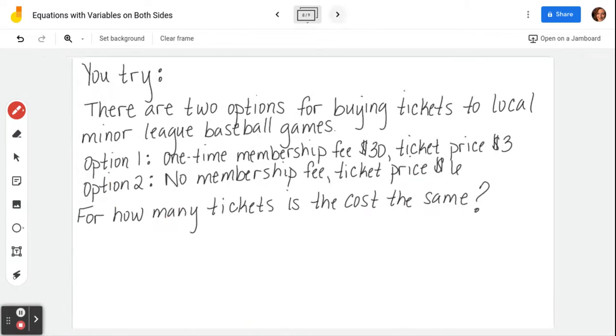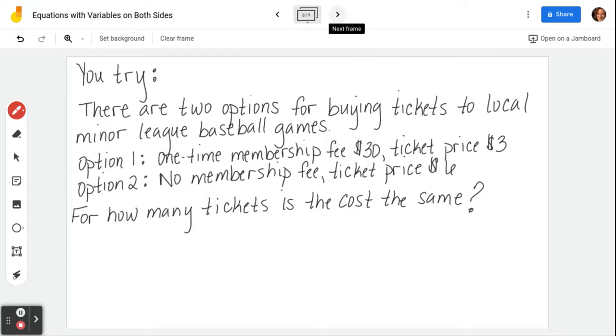Okay, last problem, and once again, I would encourage you to try this one. I think it would be a really good thing for you if you hit pause and you try it, and then hit play and see if we got the same answer. Okay, so there are two options for buying tickets to local minor league baseball games. Option one, one-time membership fee of $30, and then a ticket price of $3. So $30 for the day plus $3. Like the last one, I'm not sure which is for the variable yet, so I'm going to wait.